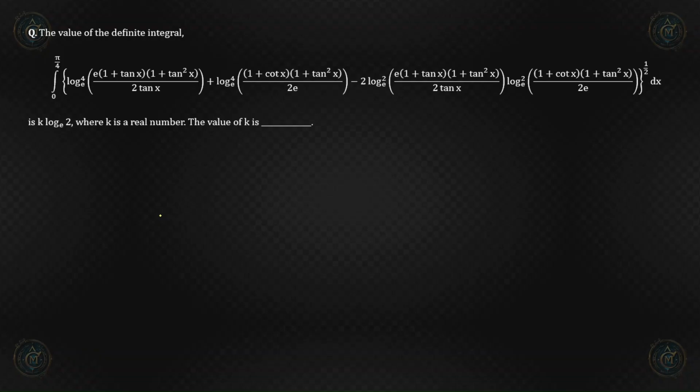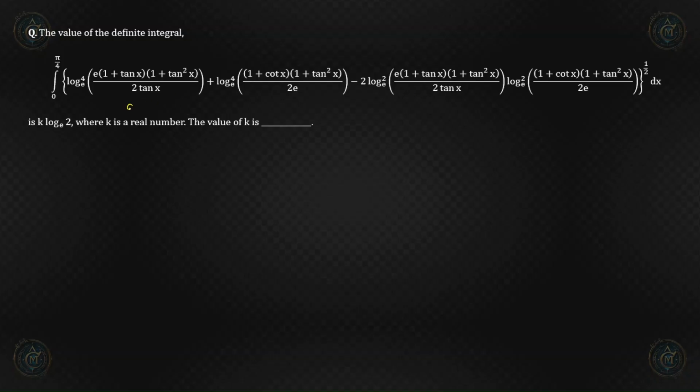First of all, if we try to notice, this term, log to the power 4, has inside the log e times 1 plus tan x times 1 plus tan square x divided by 2 tan x. And here we have the same term with power 2: log of e into 1 plus tan x times 1 plus tan square x divided by 2 tan x, this squared. And we have this term, log of 1 plus cot x times 1 plus tan square x divided by 2e, raised to the power 4, and here raised to the power 2, right?